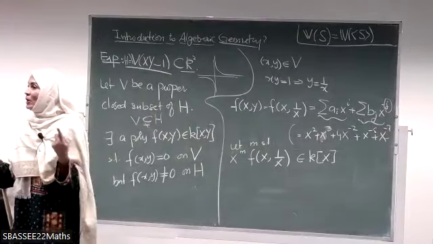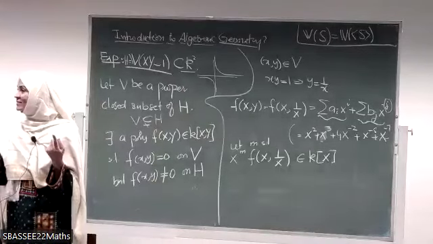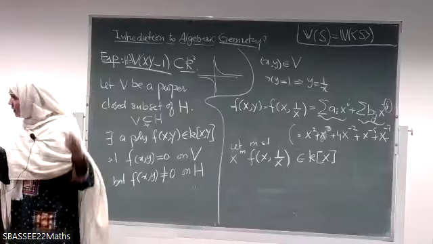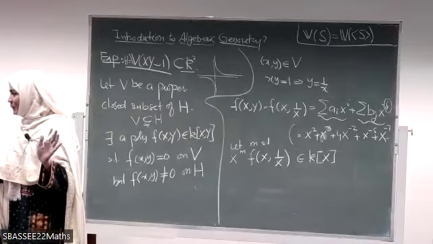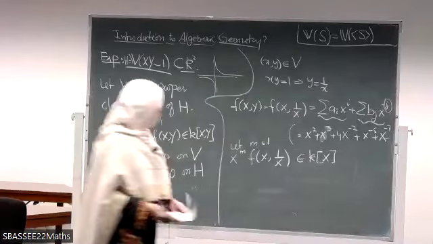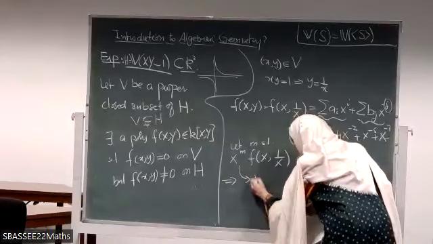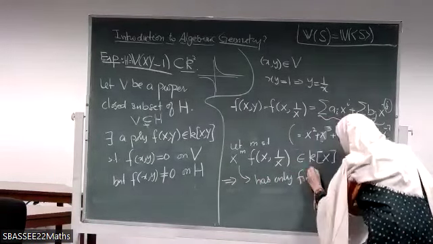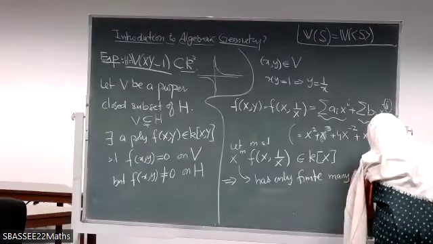So what do you know about a polynomial in one variable? How many solutions does it have? Finitely many. It depends on the degree of that polynomial, but we know that they are just finitely many. So this means that this polynomial has only finitely many points.